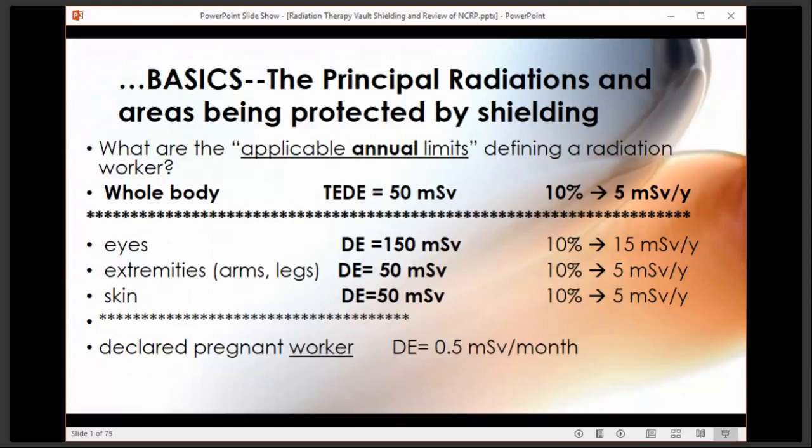Some of the other applicable limits you've probably seen before are the dose equivalent for the eyes, particularly the lenses, the extremities, 50 millisieverts, skin, and another one that comes up frequently is the declared pregnant worker, which is set at 0.5 millisieverts per month.